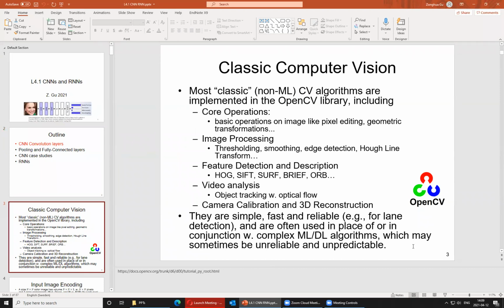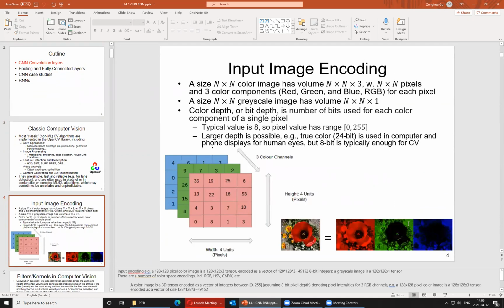So for classic computer vision, there are a lot of operations on images, mainly based on filters that are hand designed by researchers. So first, the input image encoding.